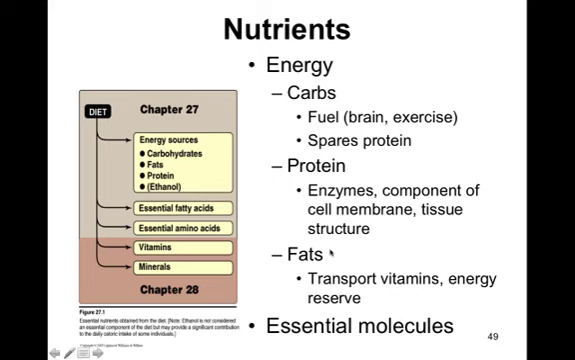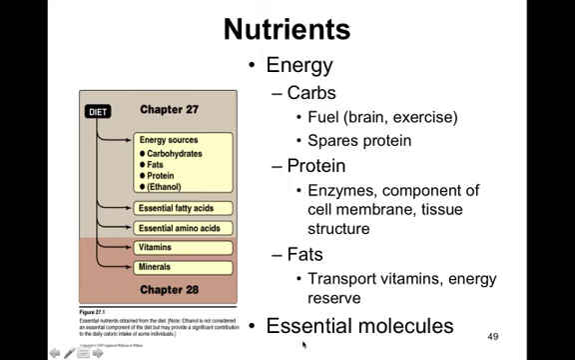And then we have fats. Some of the functions of fats in the body are they are a very important form of energy reserve. They protect vital organs by insulating them, and they also act as a mode of transport for fat soluble vitamins.